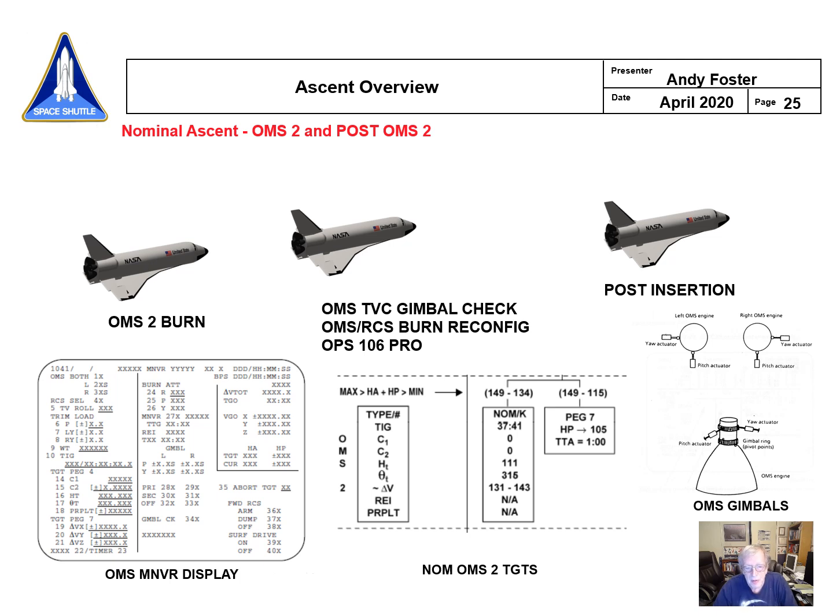Burning OMS 2, these are checklist targets here, and this shows you essentially a PEG 4 target set in this group right here, and a PEG 7 target set over here, and this is how the OMS gimbals worked. They're gimbaled just like the main engines were gimbaled.